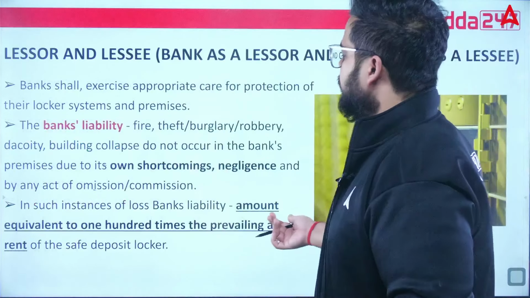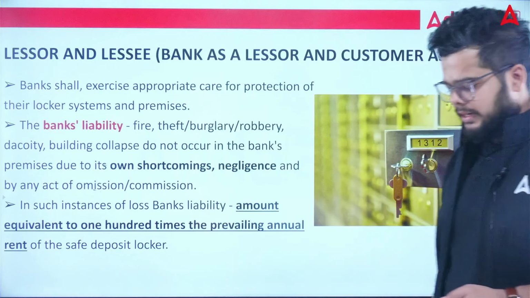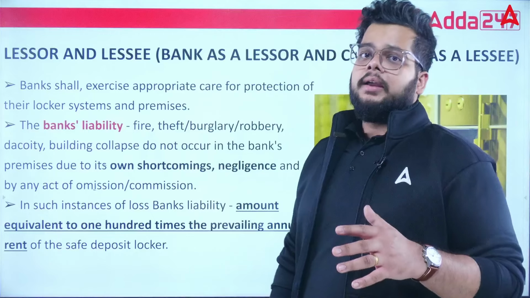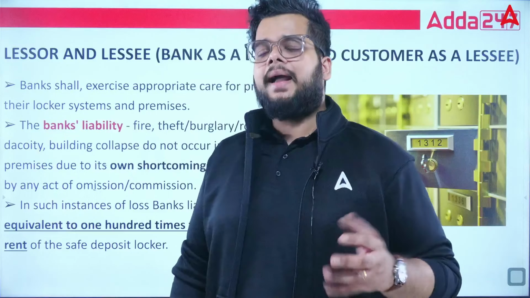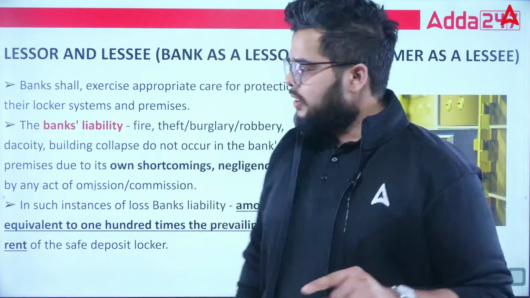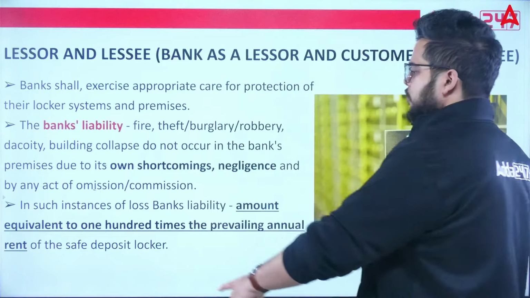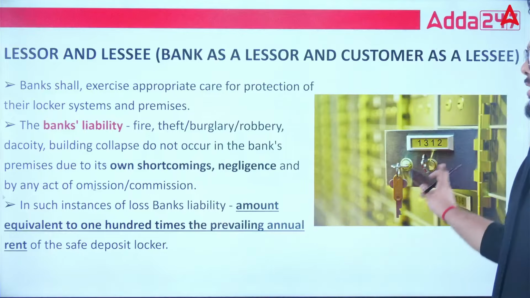And when we talk about the important thing, if there is a loss caused to the items in the safe locker of the bank, and the cause is intentional or due to the negligence of the bank, then the bank will compensate the customer with an amount equivalent to 100 times the prevailing annual rent, whatever rent the customer is paying.